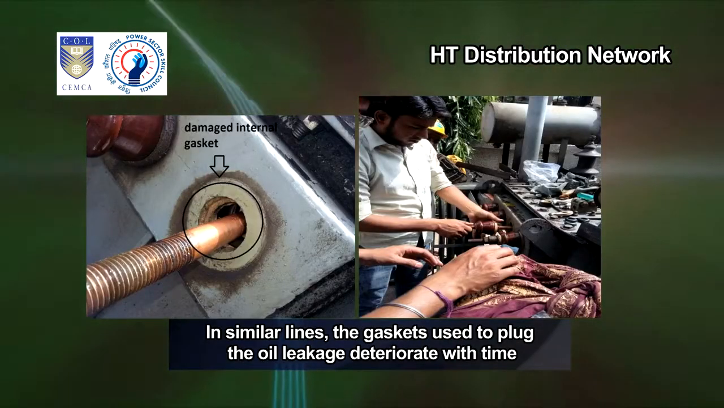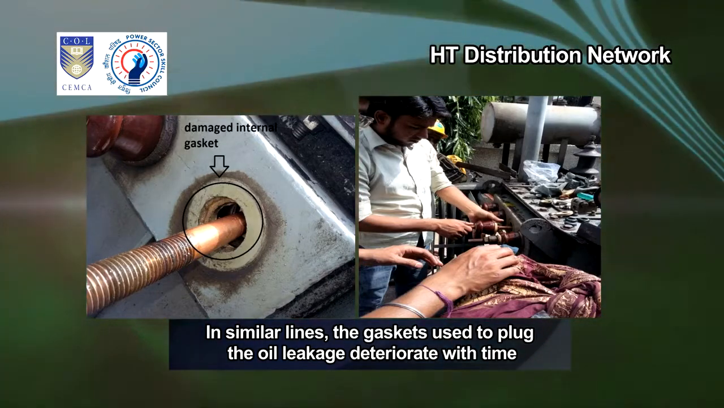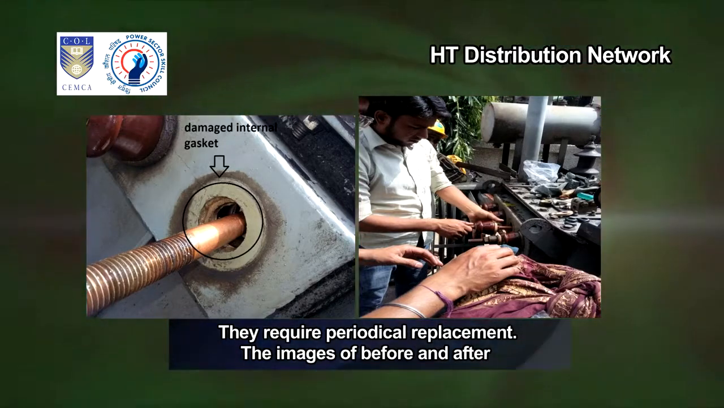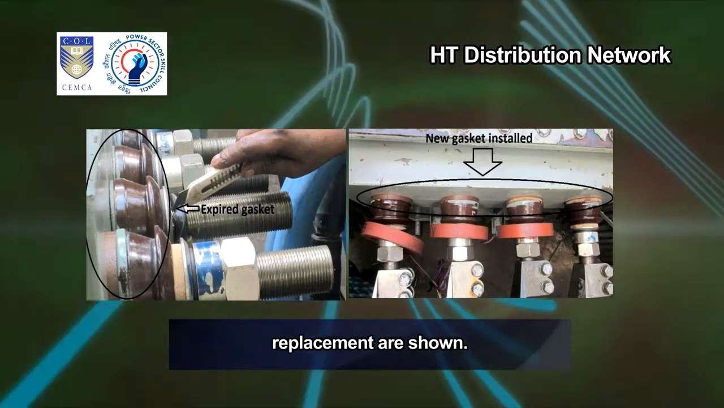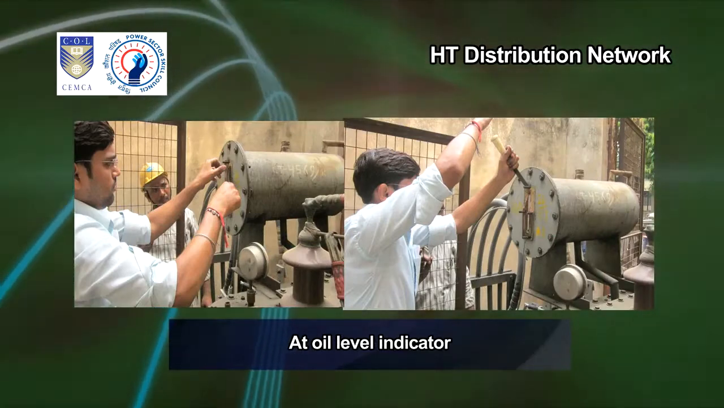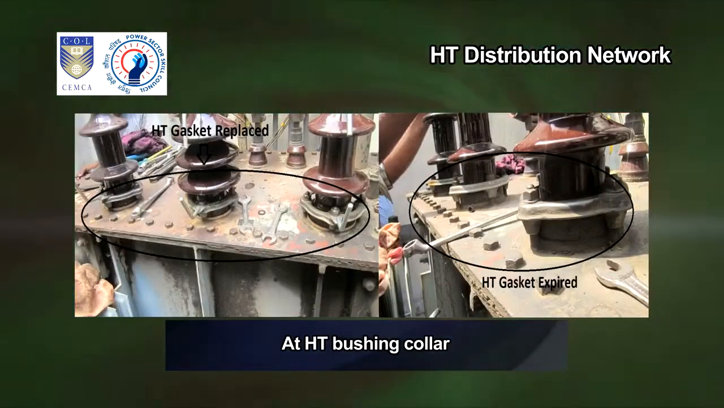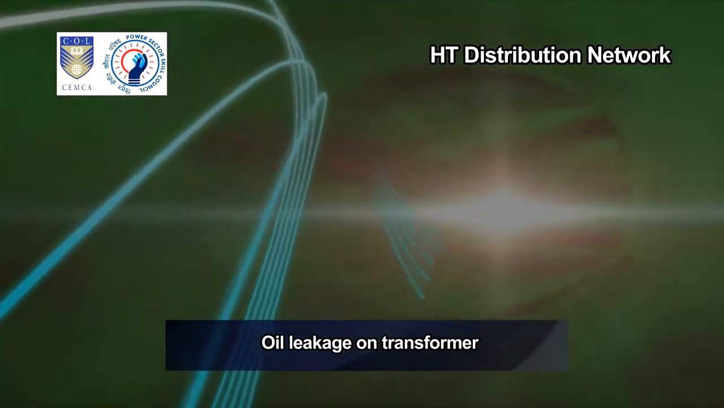In similar lines, the gaskets used to plug the oil leakage deteriorate with time due to UV effect. They require periodical replacement. The images of before and after replacement are shown at LT bushings, at oil level indicator, at HT bushing collar. Oil leakage on transformer.